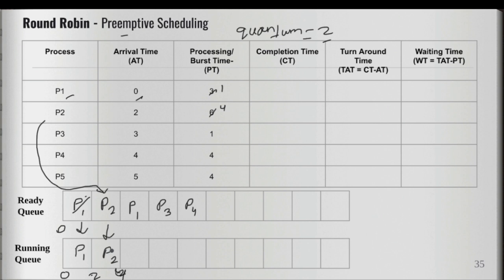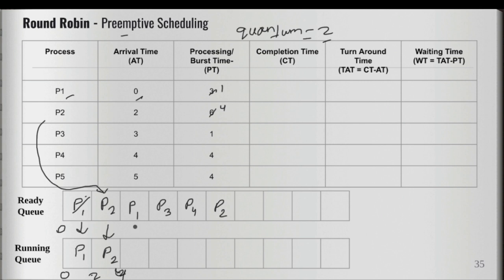Okay. And then because P2 still has these 4 units remaining, it will be placed after these. So like we place the P1 after the other processes that have arrived, similarly, we'll place the P2, whatever's remaining, after these 2 processes. Okay. So we'll put P2 over here. All right. So what next?